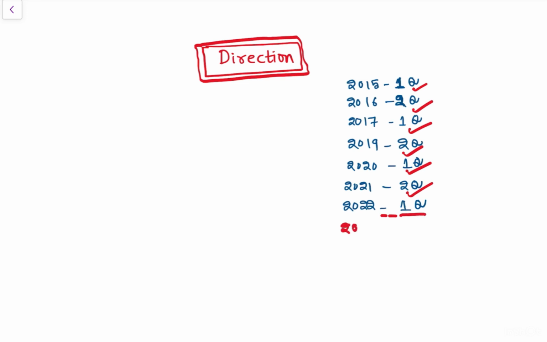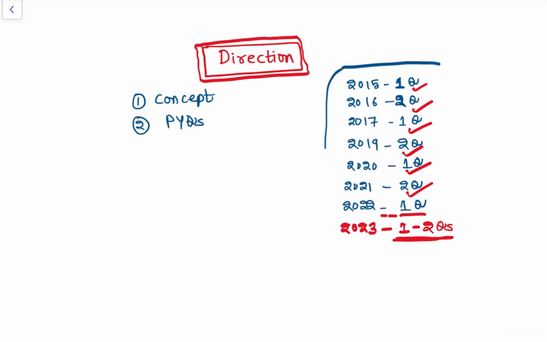So in 2023 also one question will definitely come, and if our luck is good then we can get two questions from the direction topic, because it is a very easy topic. If two questions are asked, you can easily solve them. In this video I am going to discuss the concepts related to directions, and then we will do all the previous year questions asked in the UPSC CSAT paper. So let's start.